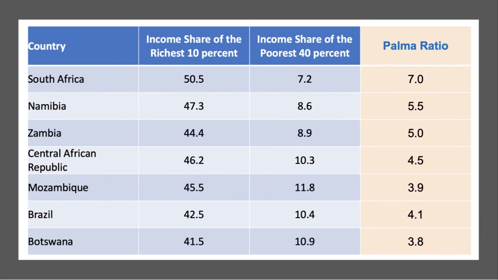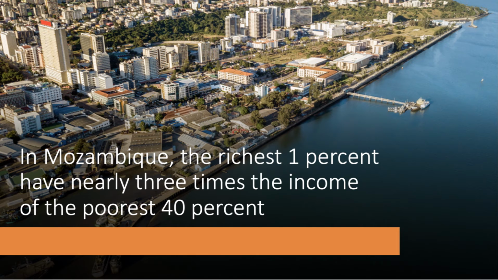Let me do the maths for you. Here's the Palma ratio, rounding to 1 decimal place in each case. So in South Africa, the richest 10% have 7 times the income of the bottom 40%. That is a staggeringly high level of income inequality. And again, in these countries, the Palma ratio is well above 1, well above 2, well above 3. And in Brazil, for example, it's 4. The richest 10% have 4 times the income of the bottom 40%.